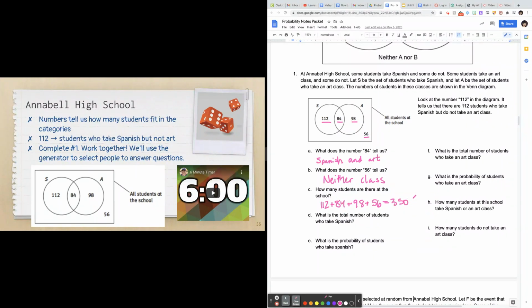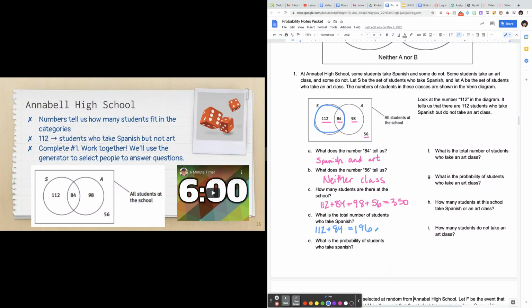Okay. All right. Next part, D, is what's the total number of students who take Spanish? So remember, if I want the number of students that take Spanish, that's everyone inside of the Spanish circle. So in order to figure that out, I have to add those 2 values there. So 112 plus 84, which is 196, okay?